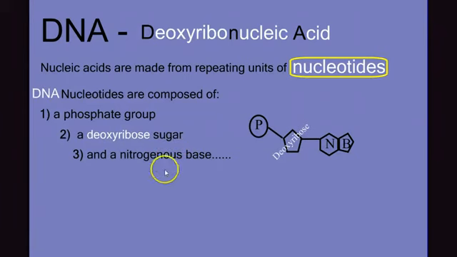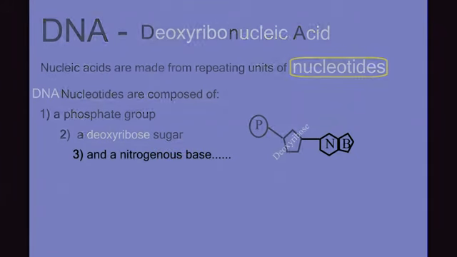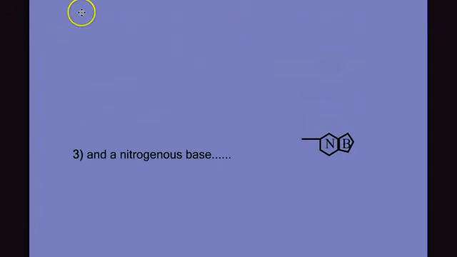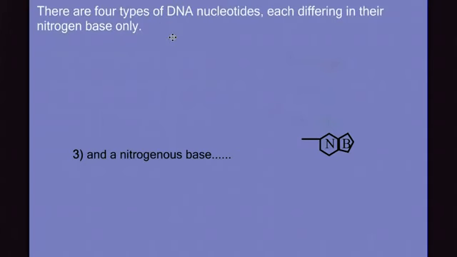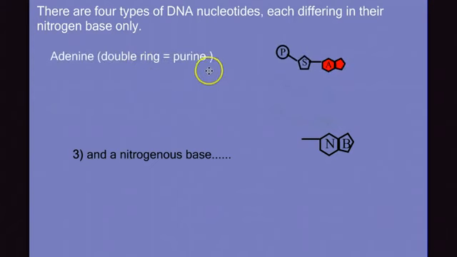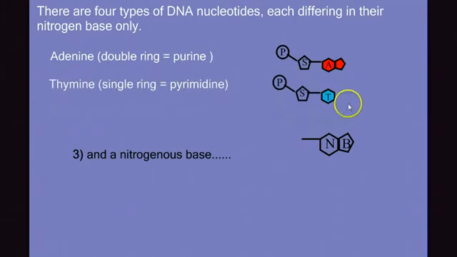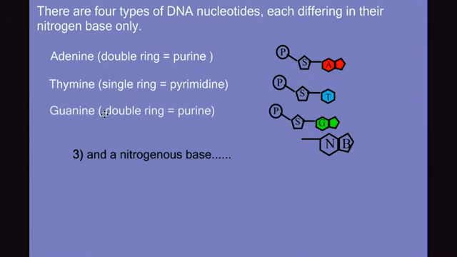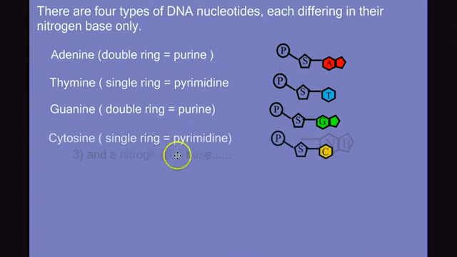Now let's take a closer look at these nitrogenous bases. There are 4 different types of DNA nucleotides, each differing in their nitrogen base only. There's our double-ringed adenine, it's a purine. We have thymine, which is a single ring. You can see the rings out here. We call the single-ringed nucleotides pyrimidines. We have guanine, another double-ring purine. And finally cytosine, another single-ring pyrimidine.